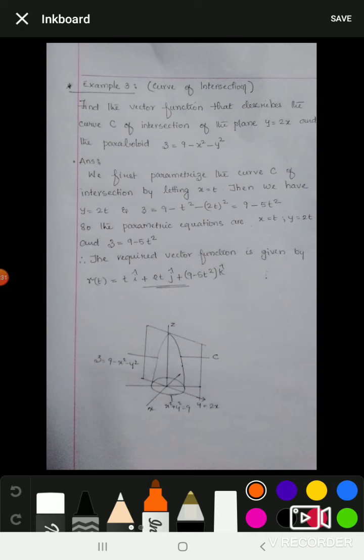Now example 3, curve of intersection. Find the vector function that describes the curve c of intersection of the plane y is equal to 2x and the paraboloid z is equal to 9 minus x square minus y square.